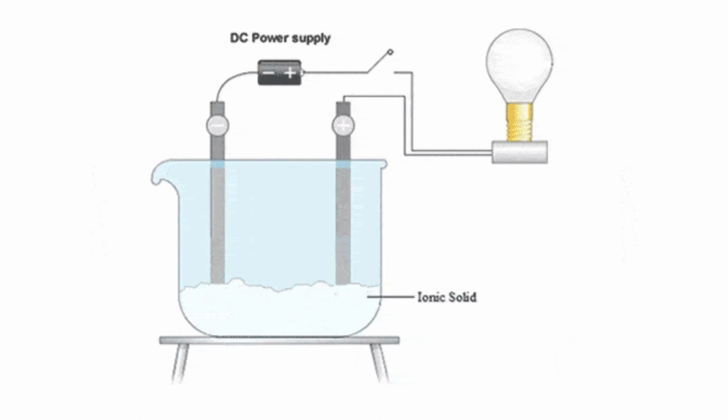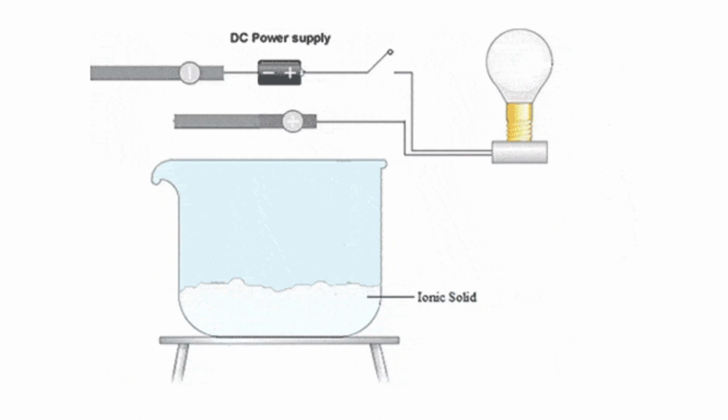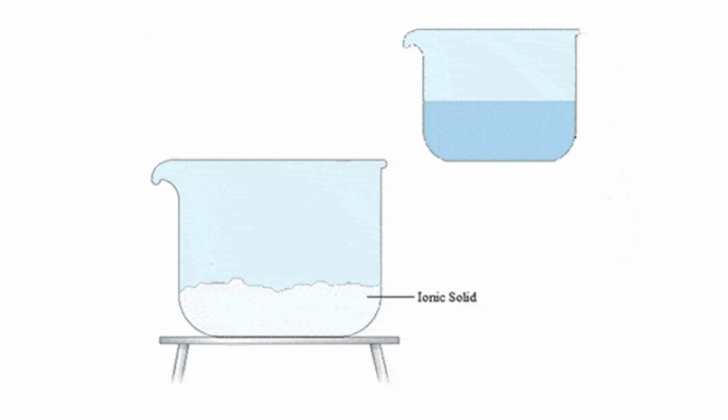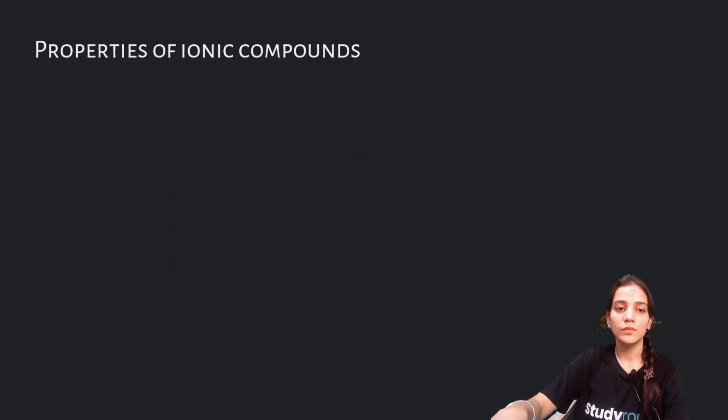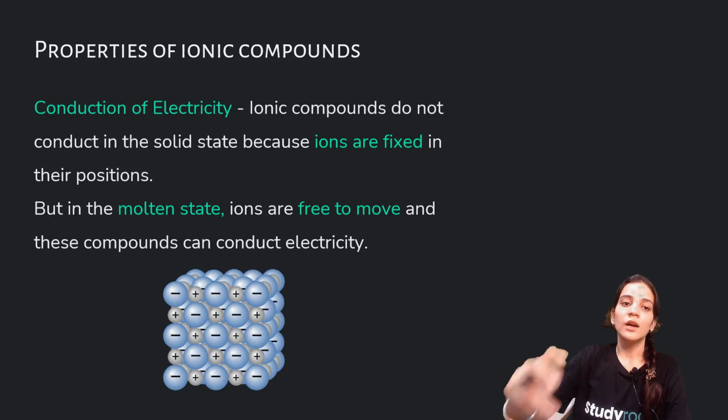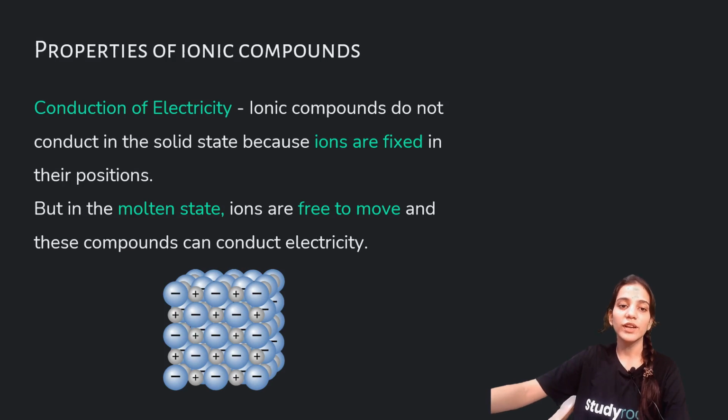Whereas when it was in the solid form and DC power supply is provided, the bulb doesn't glow. So this means that the ionic solid will only and only conduct electricity when it is present in the form of solution, that is, when it is dissolved in water, which means that the ions are freely moving in water. So with that video, we can infer the conduction of electricity of those ionic compounds.